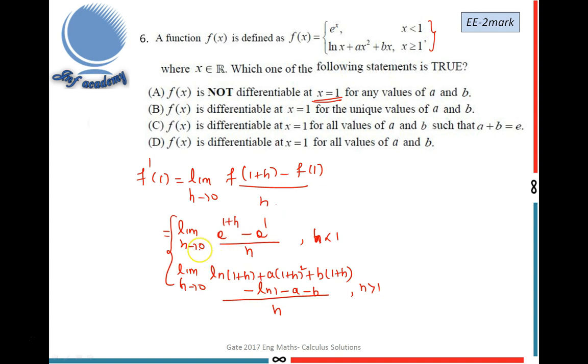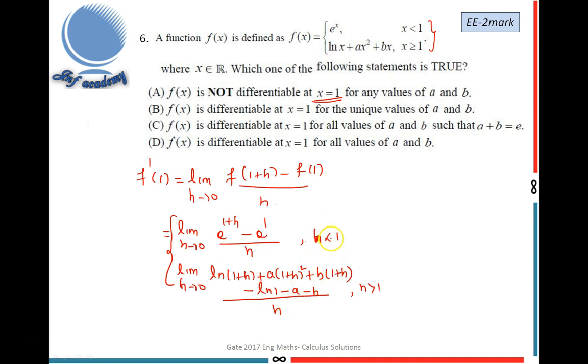In this case, I apply h tends to 0. In the first case, I get e power 1 minus e power 1, that is 0 by 0, an indeterminate form. In the next case, as h tends to 0, log 1 cancels, the a cancels, and the b cancels. So as h tends to 0, the numerator is 0 and the denominator is 0.